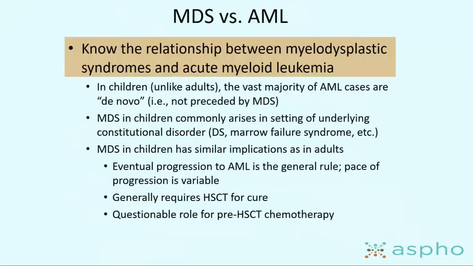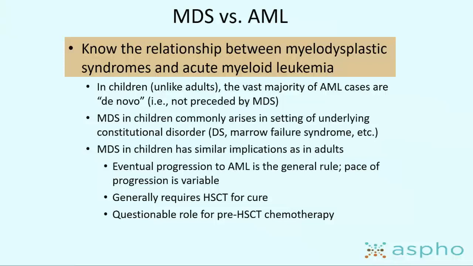All right. So again, not going to go into detail because Dr. McLean will, but I think it's important to know the relationship between MDS and AML because they test on it. So in children, unlike adults, the vast majority of our AMLs are so-called de novo, meaning they're not preceded by a known MDS phase, okay? MDS in children commonly arises in the setting of underlying constitutional disorders. If you have a true MDS arising in a child, you need to exhaustively look for something in the germline that caused that, because that's weird.